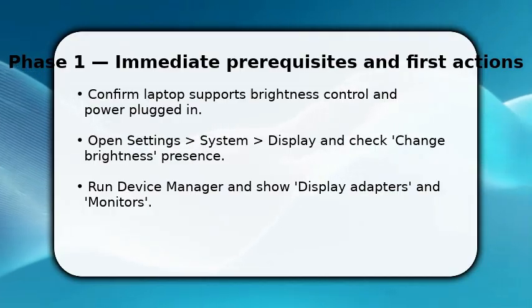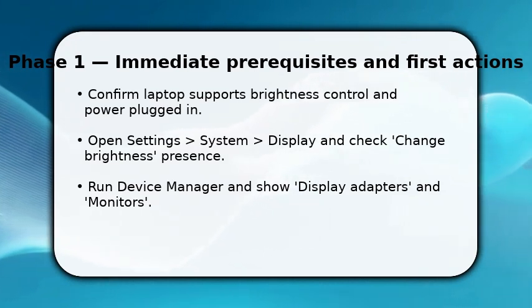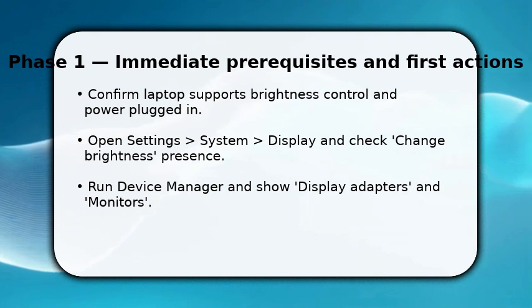You begin by confirming the hardware and Windows state. Some desktops lack adaptive brightness, so make sure your device supports it. Open Settings, then System, Display to look for the slider. Once done, launch Device Manager to inspect display adapters and monitors.